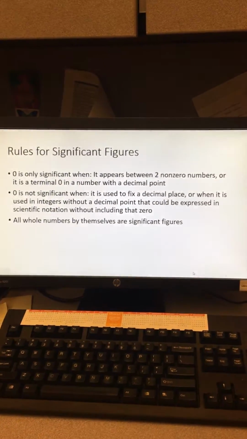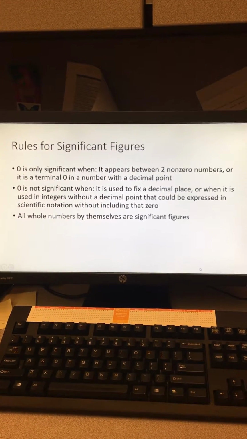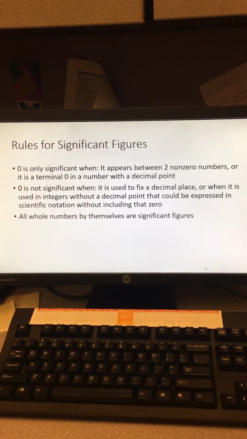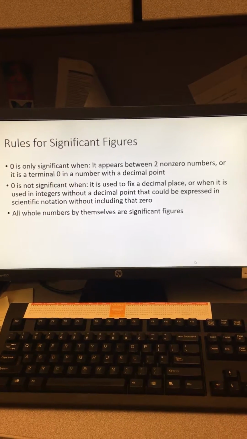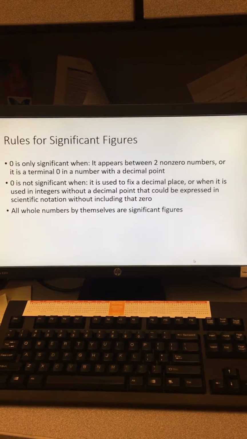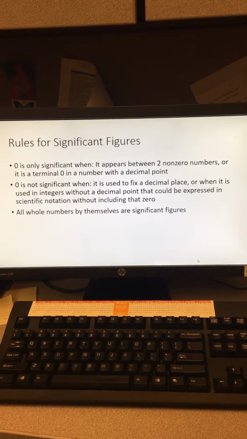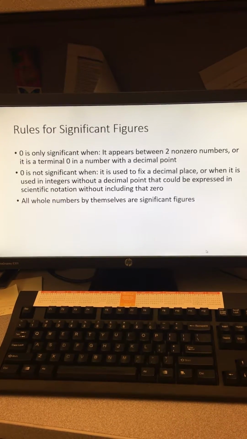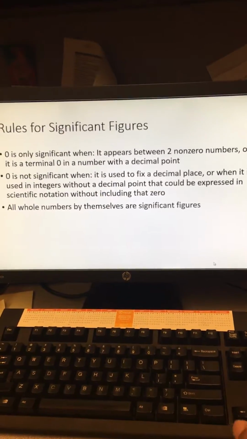Here are just some rules for significant figures. 0 is only significant when it appears between two non-zero numbers, or it is a terminal 0 and a number with a decimal point. 0 is not significant when it is used to fix a decimal place, or when it is used in integers without a decimal point that could be expressed in scientific notation without including that 0. And of course, all whole numbers by themselves are significant figures.